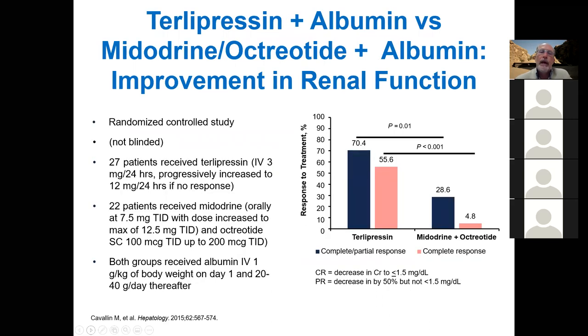This is terlipressin plus albumin versus midodrine, octreotide, and albumin. Terlipressin looks better: better response, partial response, incomplete response. This is the data that was going to go to the FDA, as well as another larger study that was performed recently. The FDA did not like the risk-benefit ratio. I don't know what the real risks of terlipressin are, minor side effects, but the FDA is all-knowledgeable.